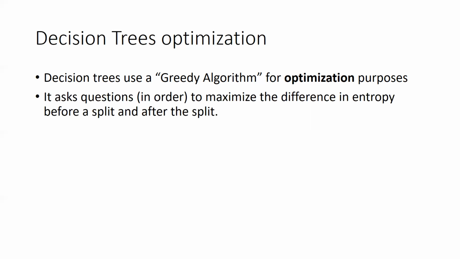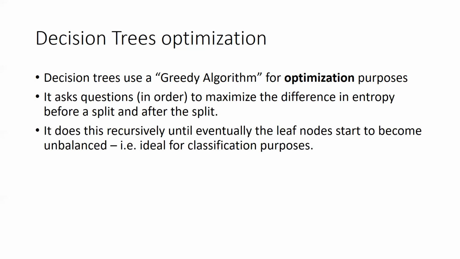And remember, whenever you think of decision trees or algorithms asking questions of data, just think about entropy, or the Shannon entropy. It's trying to maximize the difference in entropy before a split and after the split. So it keeps doing this until the leaf nodes start to become unbalanced. After a certain number of questions, the potency of your questions just won't be as good.